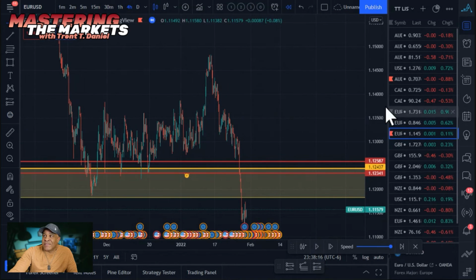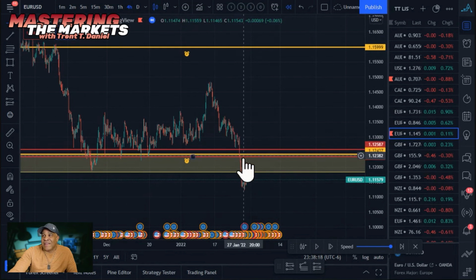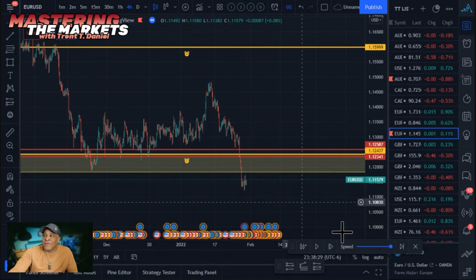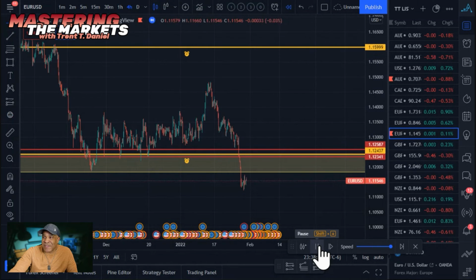Okay, now look at this. Because I stayed in it, guess what? It fell through and just the whole world changed. Now, I was definitely taken out of this because my stop loss would have been set right here at the bottom of this, okay? So I would have been out of this if I was stupid enough to stay in, which I wouldn't have been.